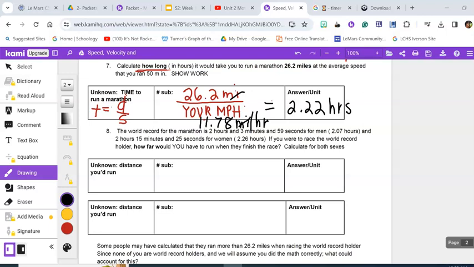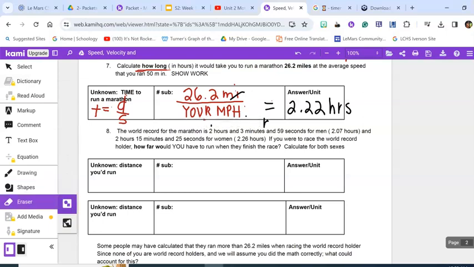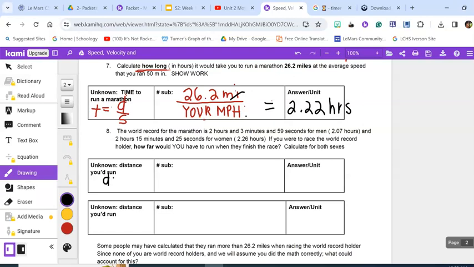All right, let's do this last one, okay? All right, the world record for the marathon is 2 hours and 3 minutes and 59 seconds for men, and 2 hours, 15 minutes and 29 seconds for women. If you were to race the world record holder, how far would you have to run when they finish the race? So what am I missing? I'm missing distance. So speed times time.